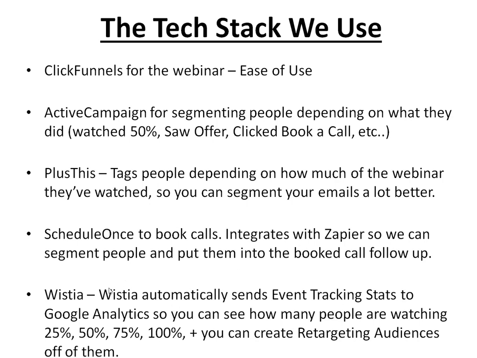And then we use Wistia, which automatically sends event tracking stats to Google Analytics, so you can see how many people are watching 25%, 50%, 75%, and 100% automatically, and then you can take those audiences and upload them to Google AdWords and YouTube.